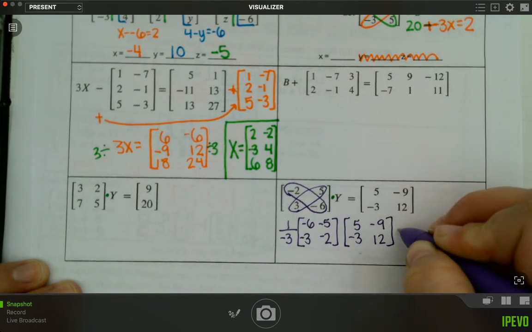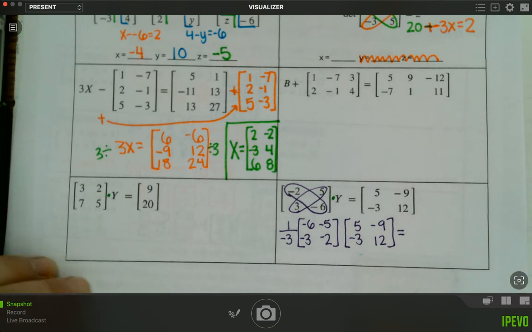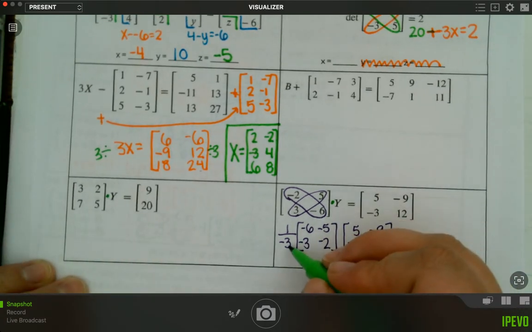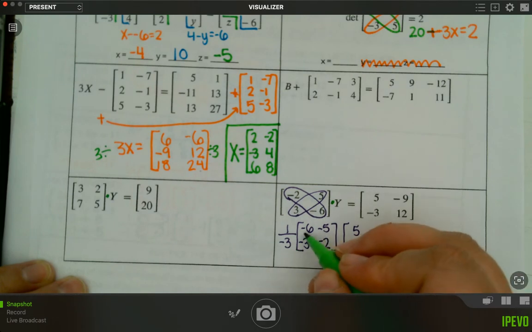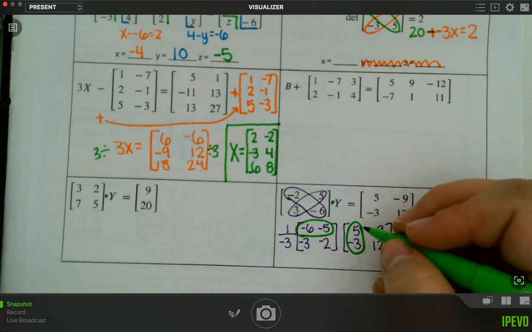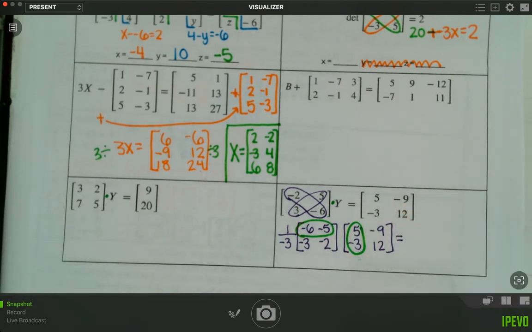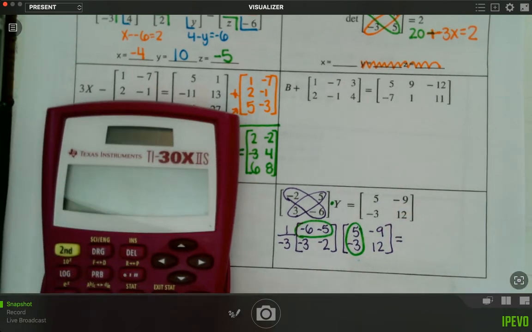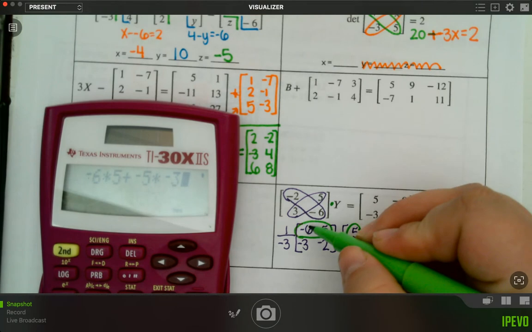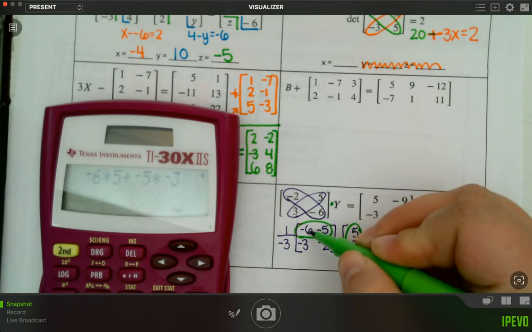Okay, and then I'm going to do a little bit of work in my calculator on this one in a second. I am not going to deal with this negative 1/3 yet, because I'm going to get some weird fractions, and I don't want to deal with weird fractions right now. So I'm going to take that first row times the first column, which means I'm going to do negative 6 times 5 plus negative 5 times negative 3. So I'm multiplying the first two and the second two.